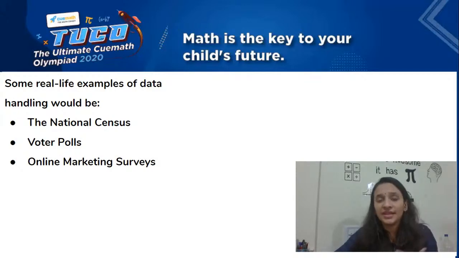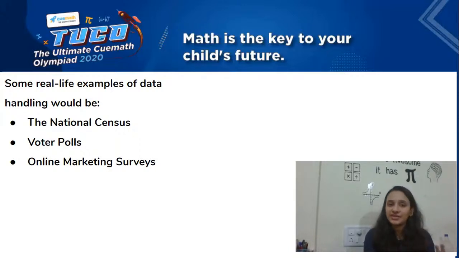Then we have voter polls, like elections, and online market surveys that keep happening: which product is doing well, which product is not doing well, where the market is growing, where the market is not growing. So we do the national census, voter polls, and online market surveys. The information that we receive out of doing all these things is called gathering the information.